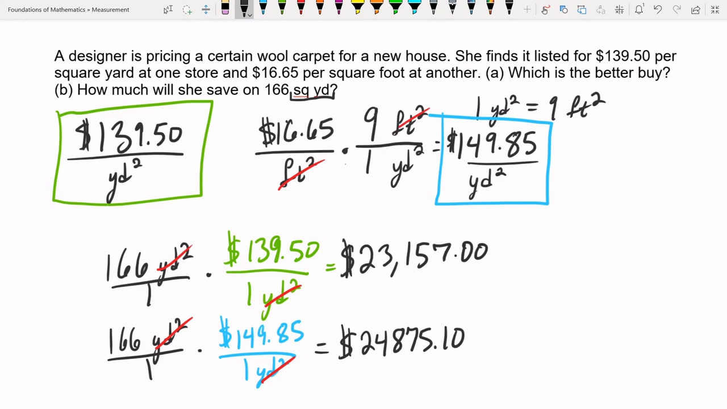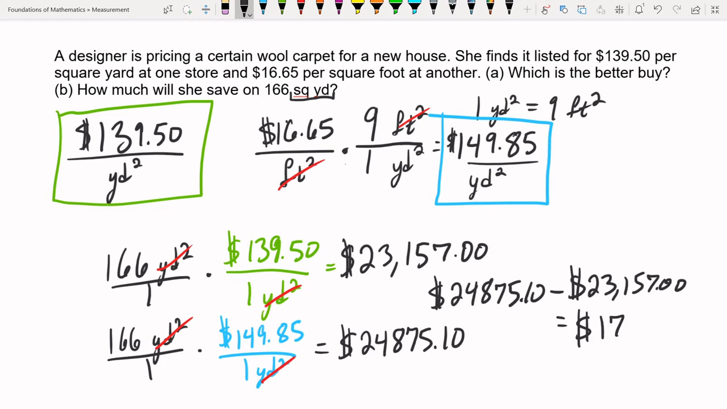All right, now I'm just going to subtract. I'm going to subtract the bigger minus the smaller, finding the difference and how much she saves. All I'm doing is this. And that tells me how much she saves going with the cheaper carpet. And she will save $1,718.10. That's both of the parts of that question.